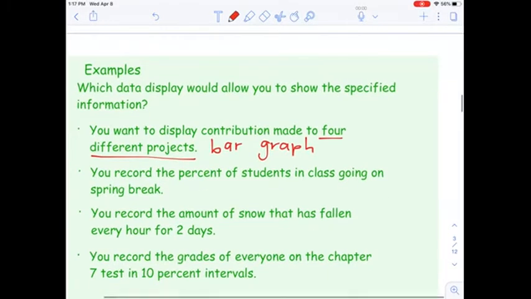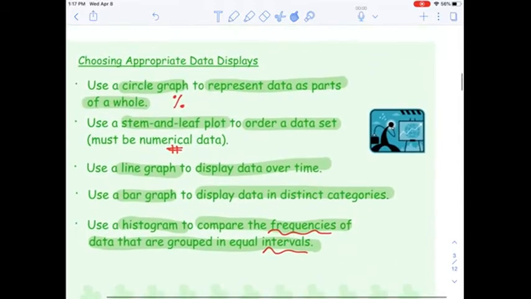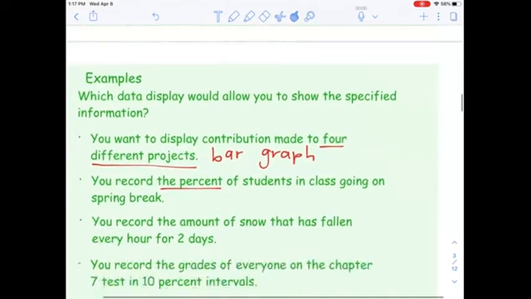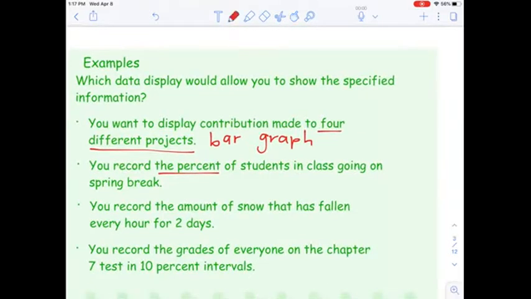The next one says you record the percent of students in class going on spring break. Looking up at my list, circle graph, that's where we use percents. So this one would be a circle graph.